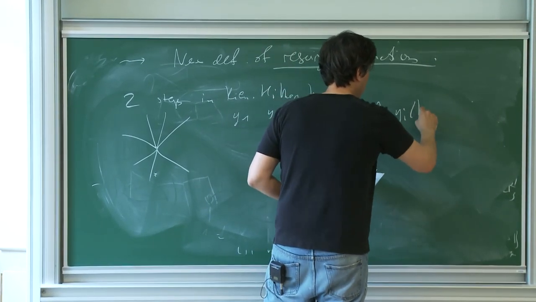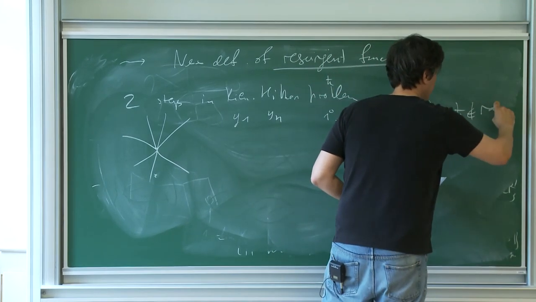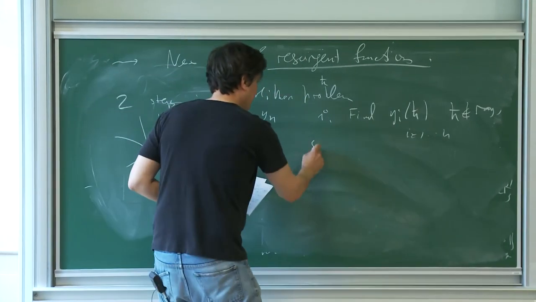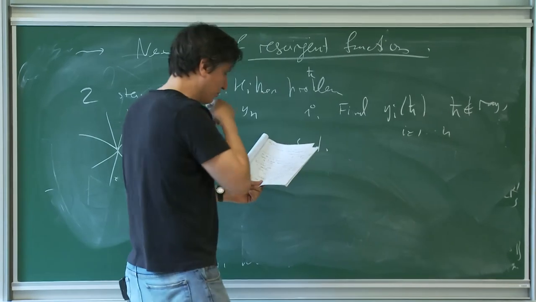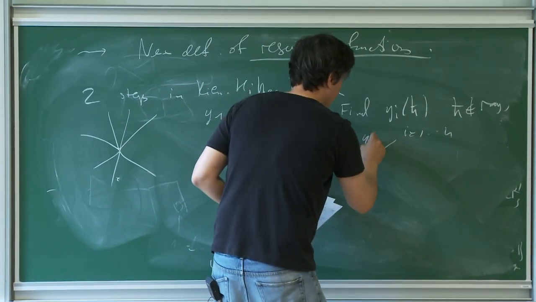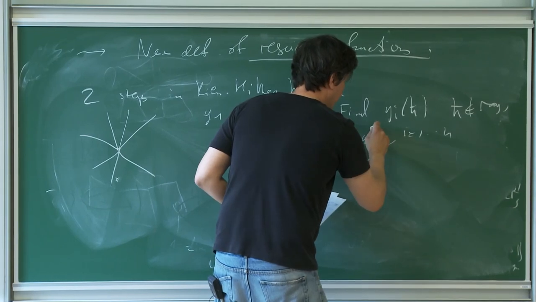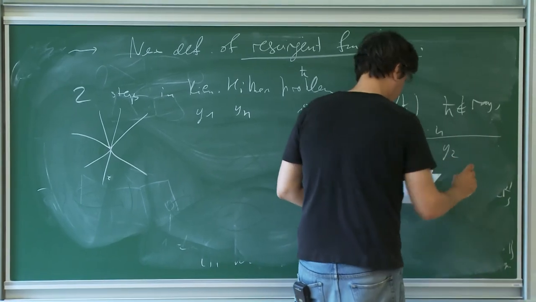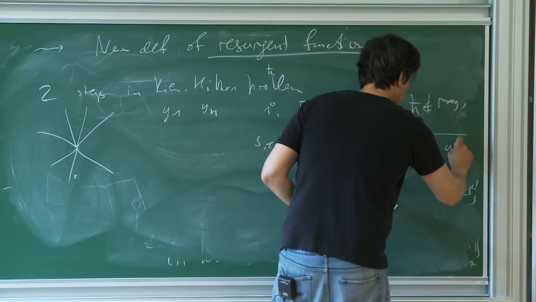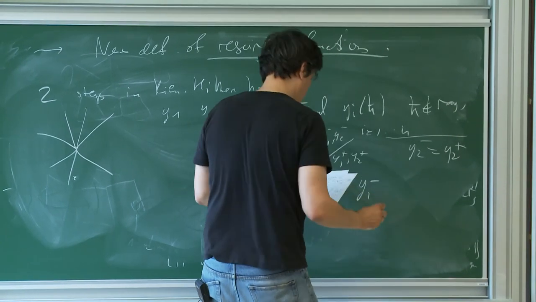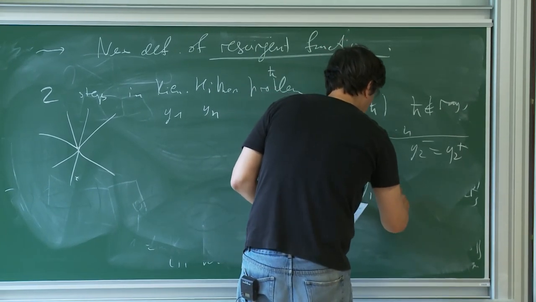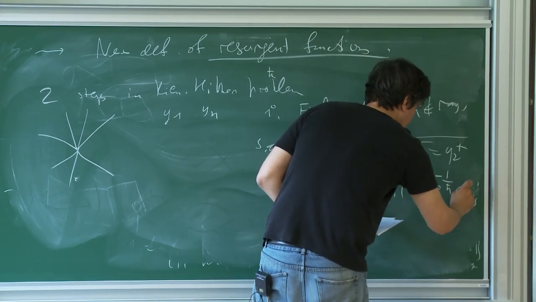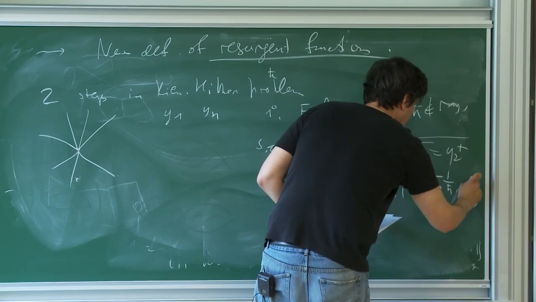functions y of h bar, where h bar doesn't belong to Stokes rays, and satisfying some wall-crossing conditions along the way. The typical condition is the following. Suppose you get two functions y1, y2, here minus and here plus. And suppose, for example, y2 minus is equal to y2 plus, but y1 minus is equal to y1 plus times 1 plus exponent of 1 over h bar times y2 minus.